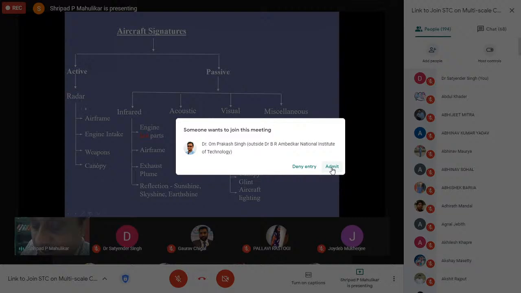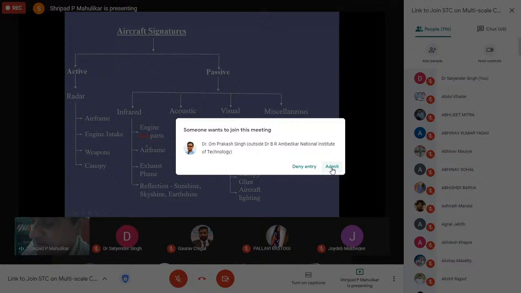So these are the sources of radar signature, which is an active device. Now, passive signatures include infrared, acoustic, visual, and several others. So passive signatures, most popular is infrared. So it includes the engine hot parts like the jet nozzle, the airframe, which could be the rear part of the fuselage. Fuselage is the main body of the aircraft.